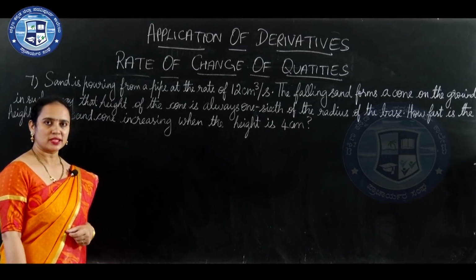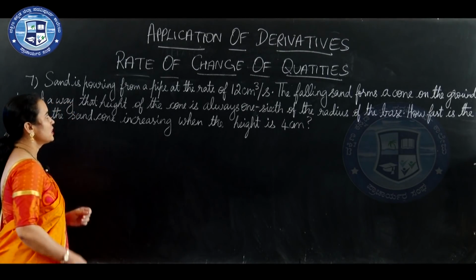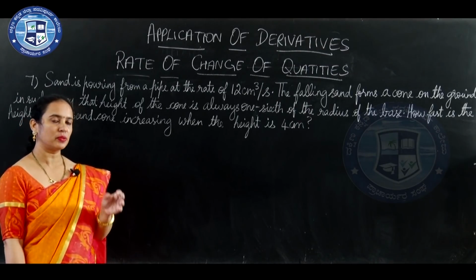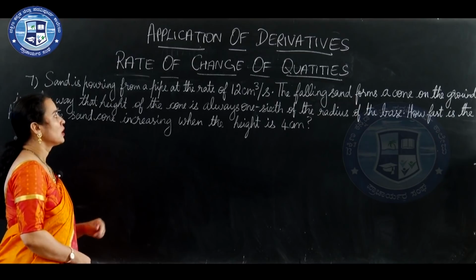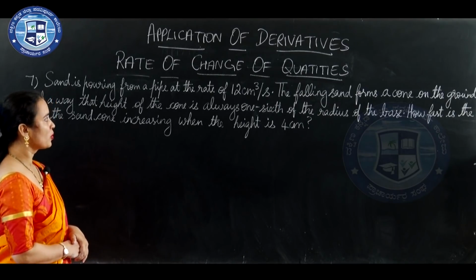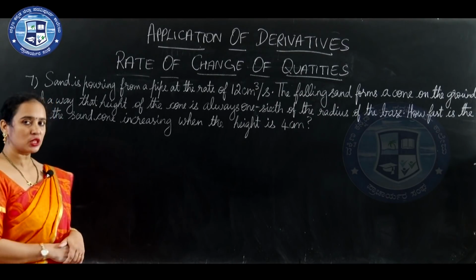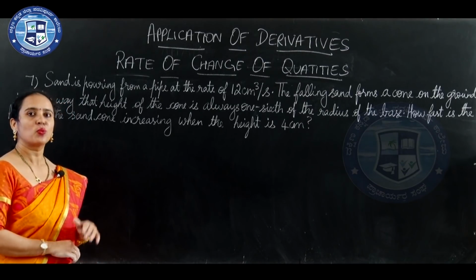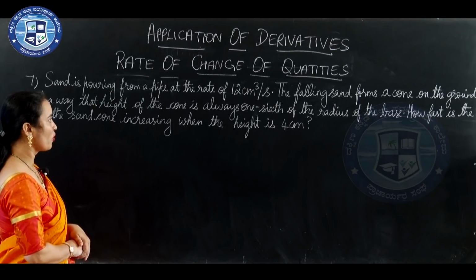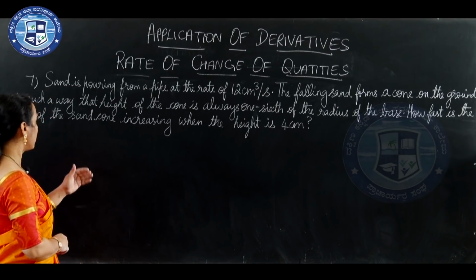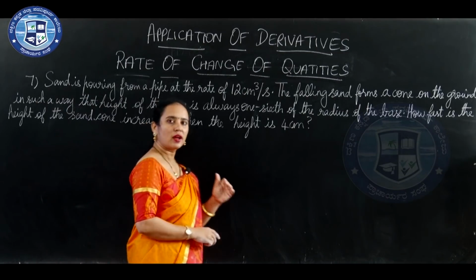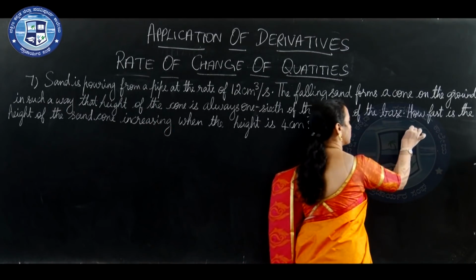Let us have a look at the 7th problem. Sand is pouring from a pipe at the rate of 12 centimeter cube per second. The falling sand forms a cone on the ground in such a way that height of the cone is always 1/6 of the radius of the base. How fast is height of the sand cone increasing when the height is 4 centimeter?